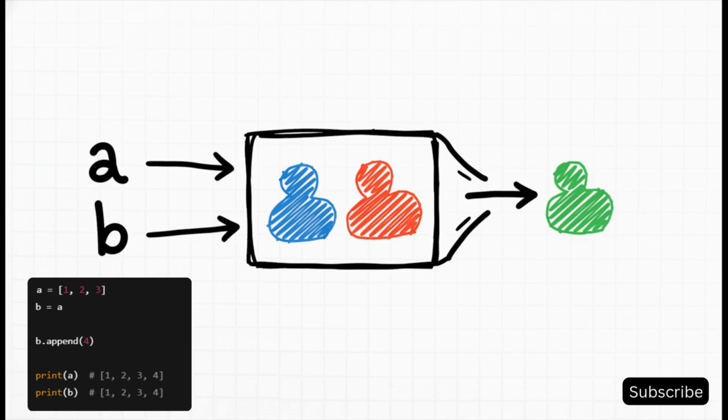We are modifying that single shared list object directly in place. And since both A and B are still pointing to that one object, of course they both see the change. That's the power and the danger of a shared mutable object.